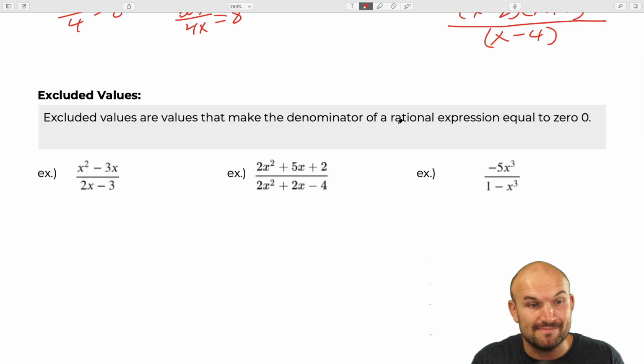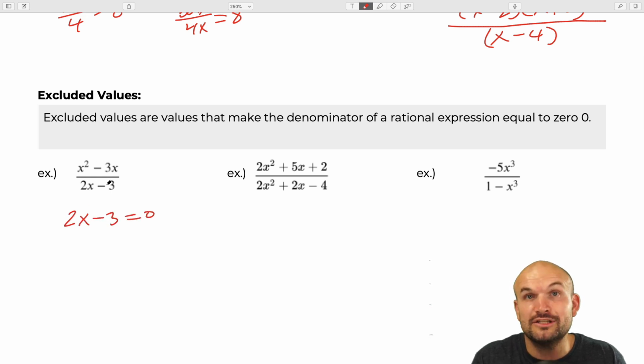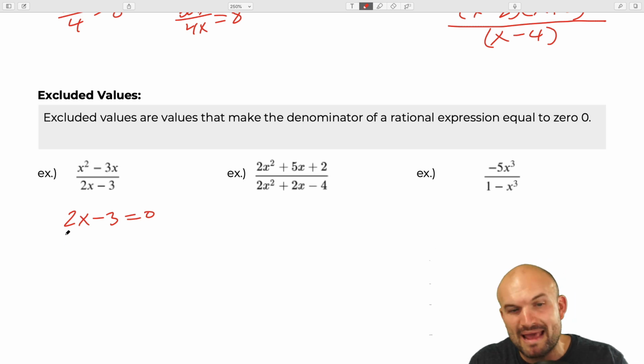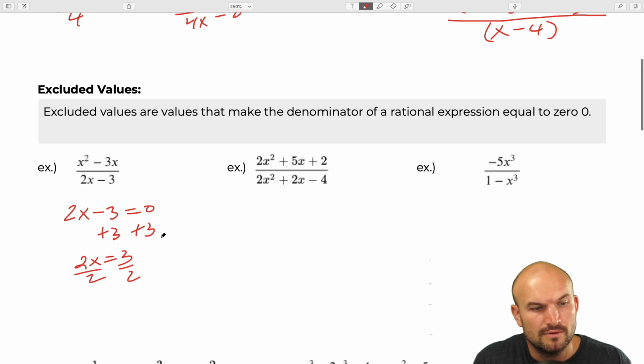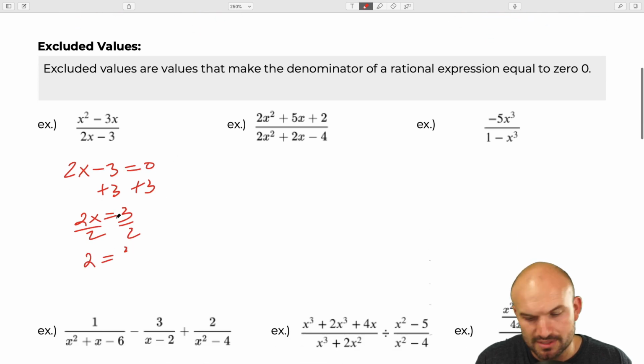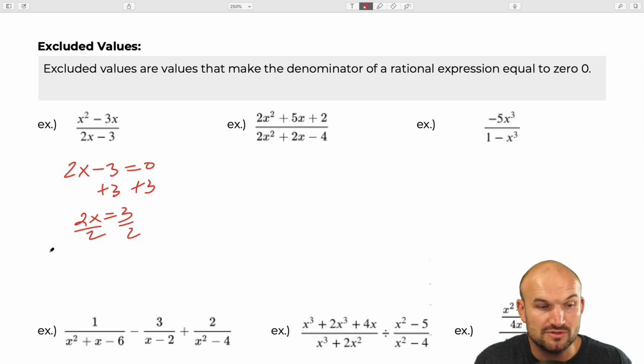All right, so that's it. That's all we're focused on. So we're not focused right now on anything in the numerator, right? We're not doing the domain or anything like that. We're just looking for values that are excluded in this rational expression. So therefore, in this case, we're just going to set our denominator equal to 0. So in this case, we have x equals 3/2.